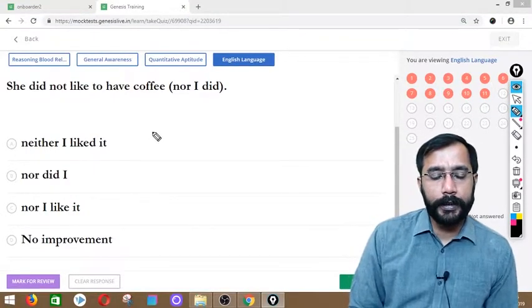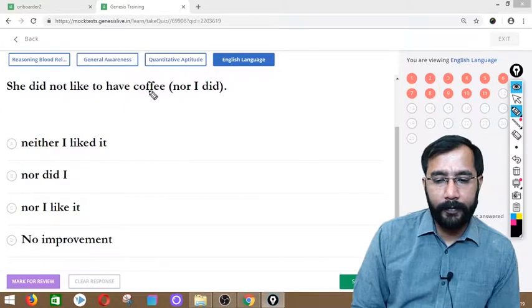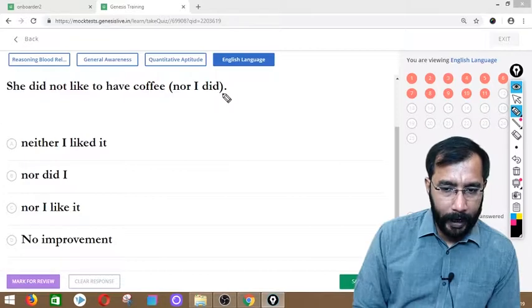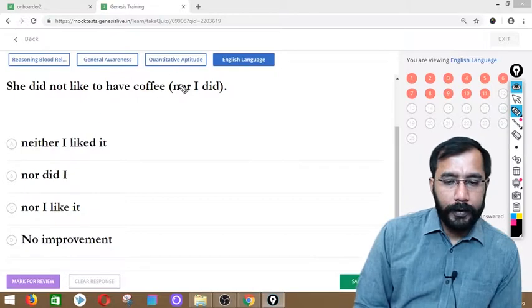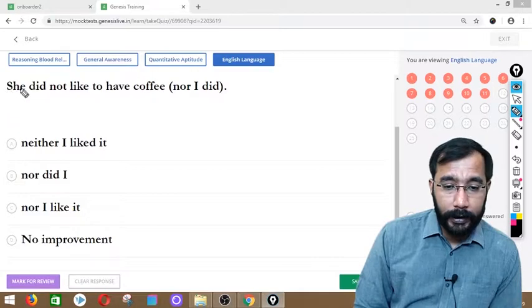All right, the next question we have is we need to improve the word or add the word in the bracket. She did not like to have coffee, and what we're supposed to improve is nor I did. There are two things that we need to learn. First of all, whenever you use nor, it's usually the either or the neither nor option. So since they've used nor, ideally this sentence should begin with neither. Neither she nor did I like the coffee.